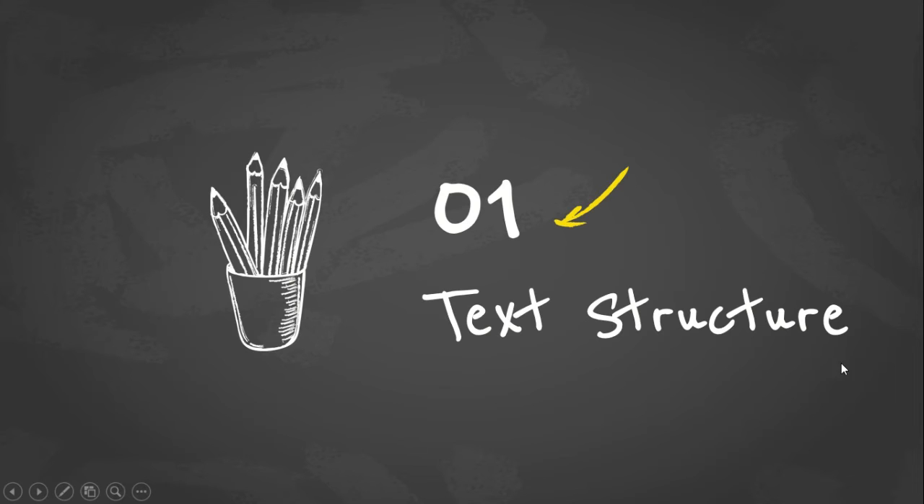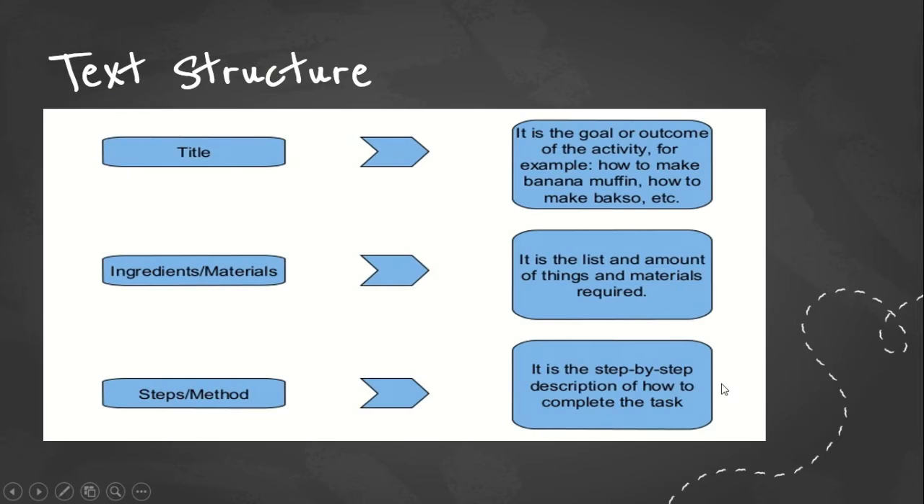A procedural text has a unique text structure. It usually consists of these 3 parts. The first one is the title or the goal. It is the goal or outcome of the activity. For example, how to make banana muffin, how to make bakso, and so on. In the previous video, the goal is how to join a Google Meet video conference.